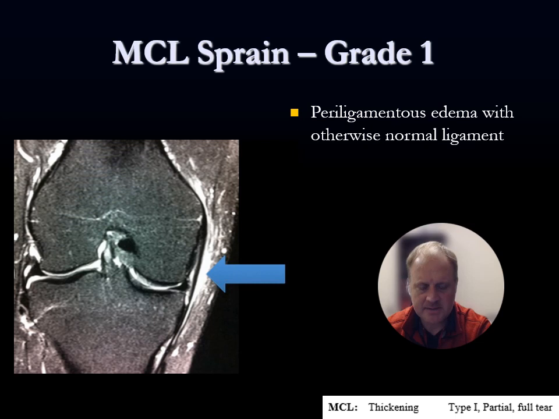MCL sprain is described as follows. There are 3 different grades that are available, and the first one is periligamentous edema with otherwise normal ligament. So basically the MCL looks fine, just has edema around the ligament, and that is a grade 1 sprain.